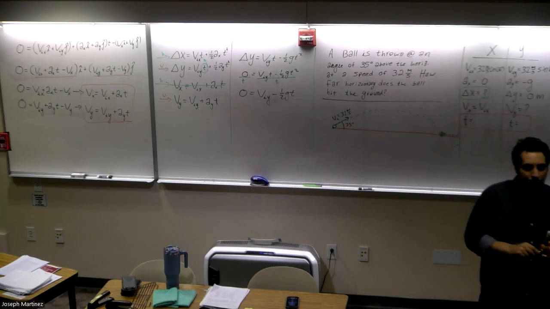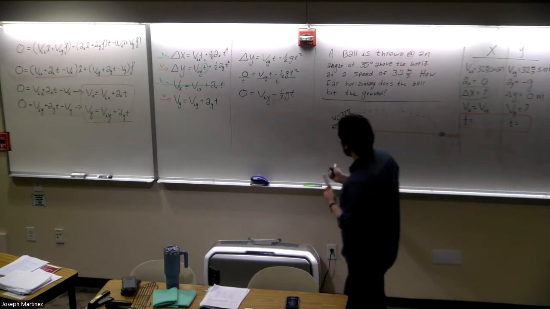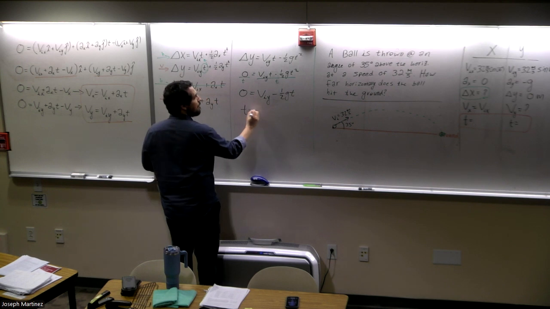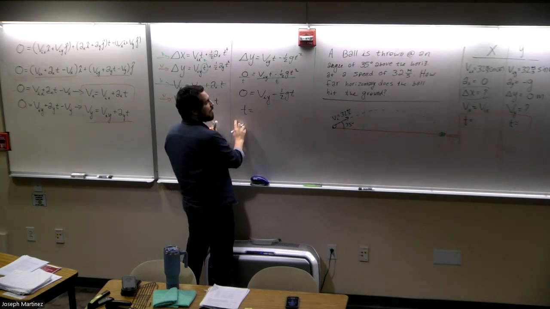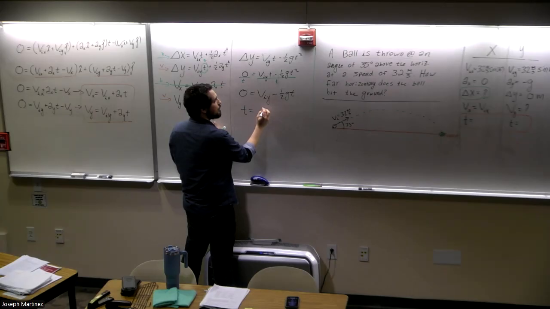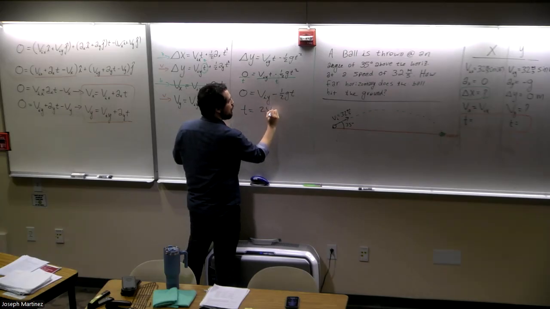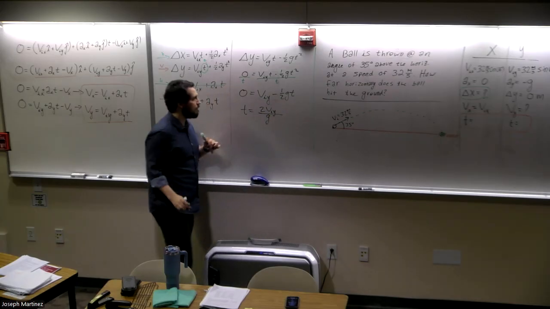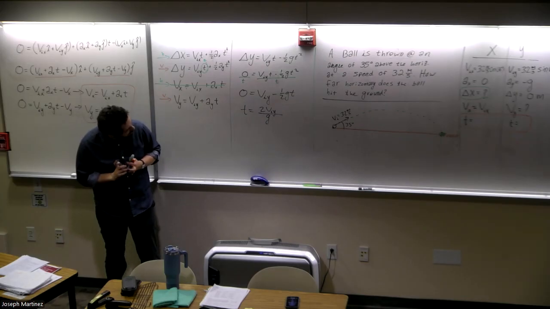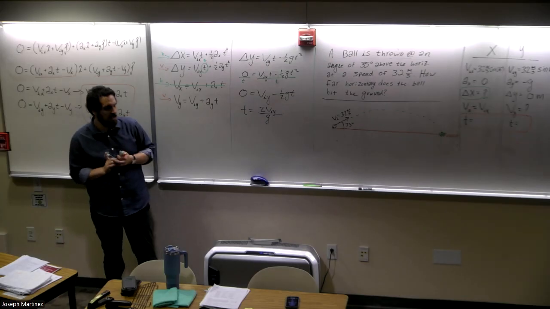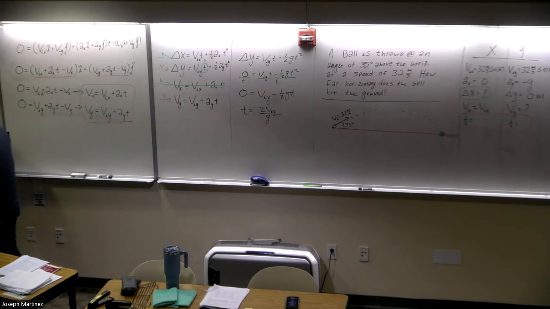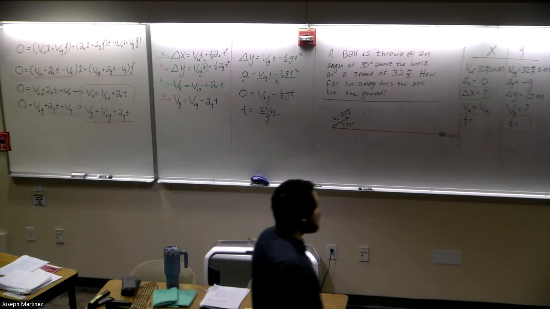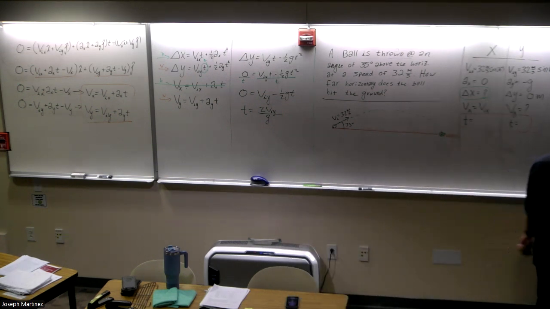Seem all right? We move forward and we say, if that is the case, time is equal to what? It's equal to 2v initial y divided by g. Did I get that right? I think I got my algebra right there. And you can figure out how long it's in the air for. Go ahead, solve. Check in with your neighbor.